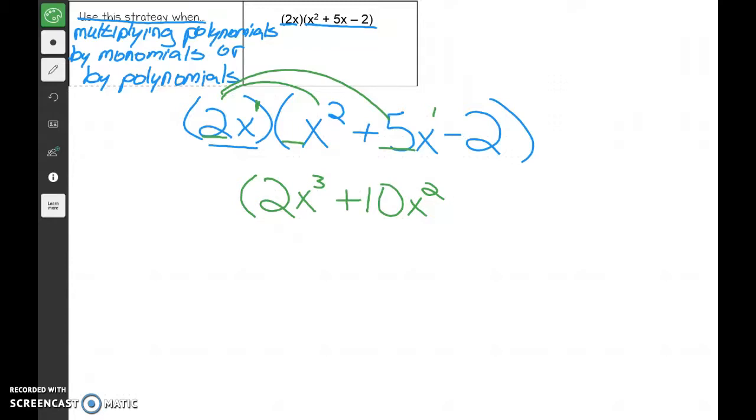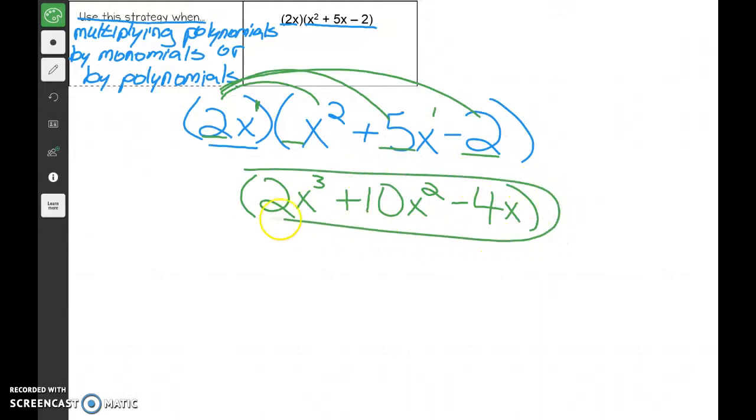And then the last thing we do in this problem is distribute the 2x all the way out to the negative 2. So what's 2 times negative 2? Negative 4. And then when we have a variable in one and no variable in the other, we just write down the variable we have. So since we have x to the first power, we'll write down beside negative 4, x to the first power. Once we finish, we have our polynomial, and that would be our final answer.